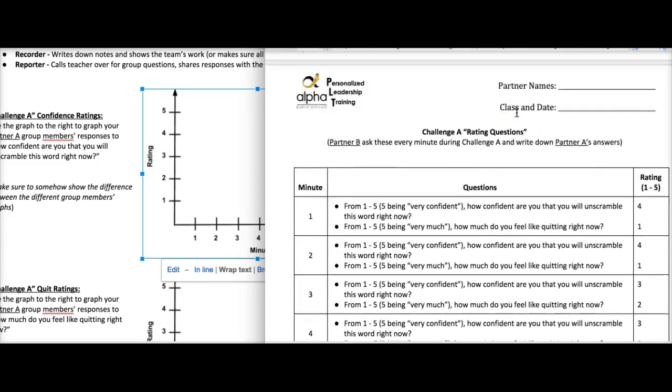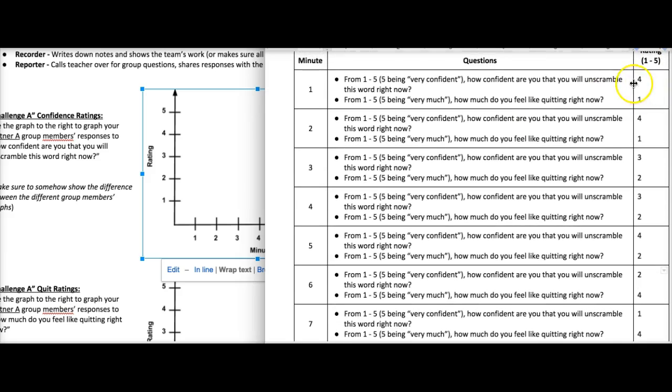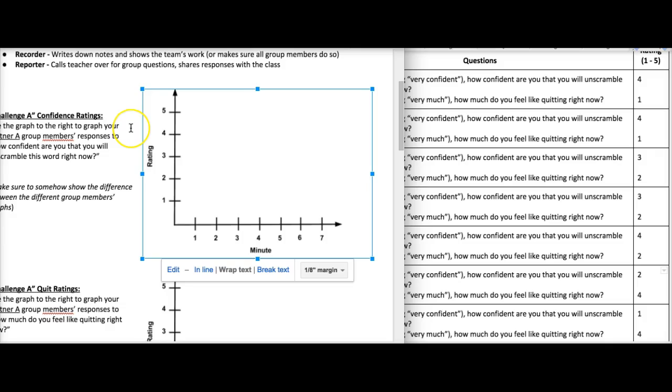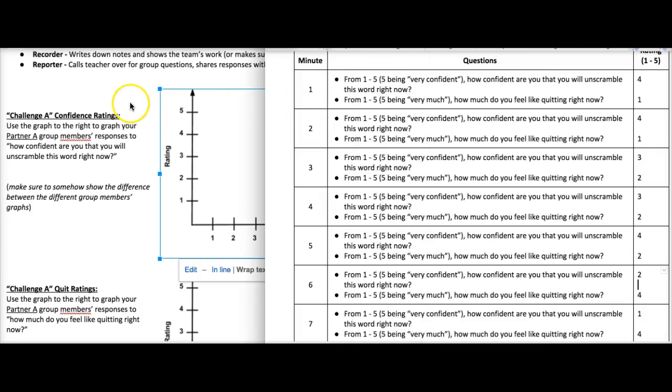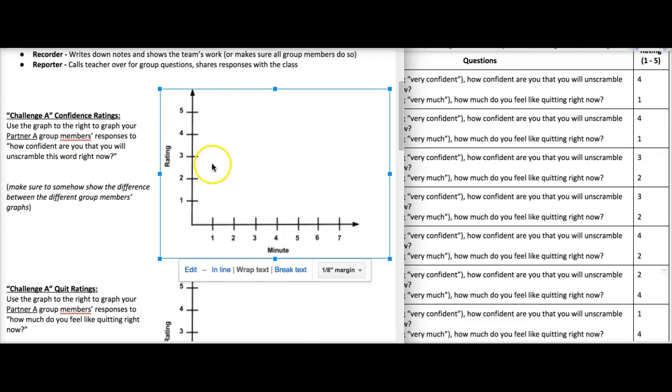So I did my challenge A rating, and I wrote down the numbers that my partner gave to both questions from 1 through 5. So the first minute, 4-1, 4-1, then 3-2, 3-2, 4-2, 4-2, all the way down to 1-4. Okay. So if you look at this page, the first thing it's asking is your challenge A confidence ratings. So that's the first question you asked, right? That's what I'm going to graph in here. And you're going to do it for both of your partner A group members. So that should be two different graphs overlapping each other on this graph.